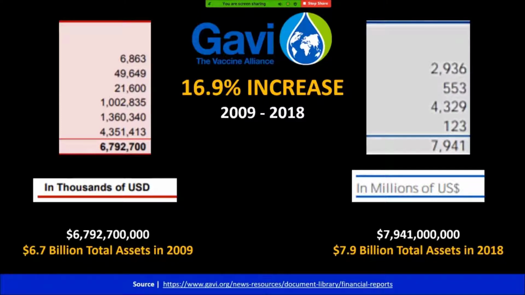So Gavi. With Gavi, we can see that there was a 16.9% increase from the years of 2009 to 2018 when we look at the total assets. And I'm grabbing these right from their financial statements on their website. And remember, Gavi is Bill Gates.